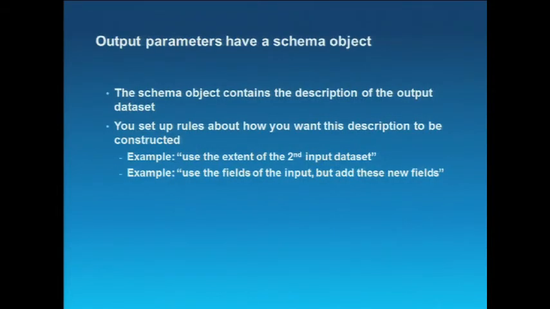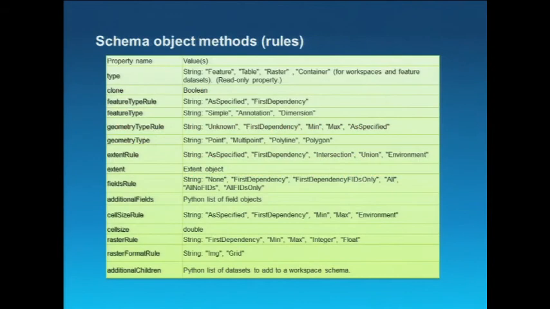Now you do that in a Tool Validator as well. What you can do is in Tool Validator, when you get an output parameter, you can say, give me the schema of that output. And I want to set some rules on there. You say, okay, use the fields from the second data set, or get the fields from the first and second data set and glom them together and put them in the output. Oh, use the fields from this input, but add these new fields as output. Oh, that data set's going to have the extent of the second input data set. That's what the schema object gives you. Here are some of the properties on here. We can talk about this in detail later. But anyway, that's just a summary.